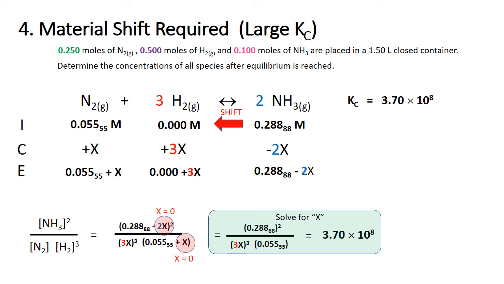Oh, and by the way, don't forget that 3X cubed is actually 27X cubed. So that 3 must be cubed. 3 times 3 times 3 is 27. Be careful about that. In any case, once you solve for X, you should get a value of 5.3177 times 10 to the minus 4th. Take some time and verify that that calculation's been done correctly.